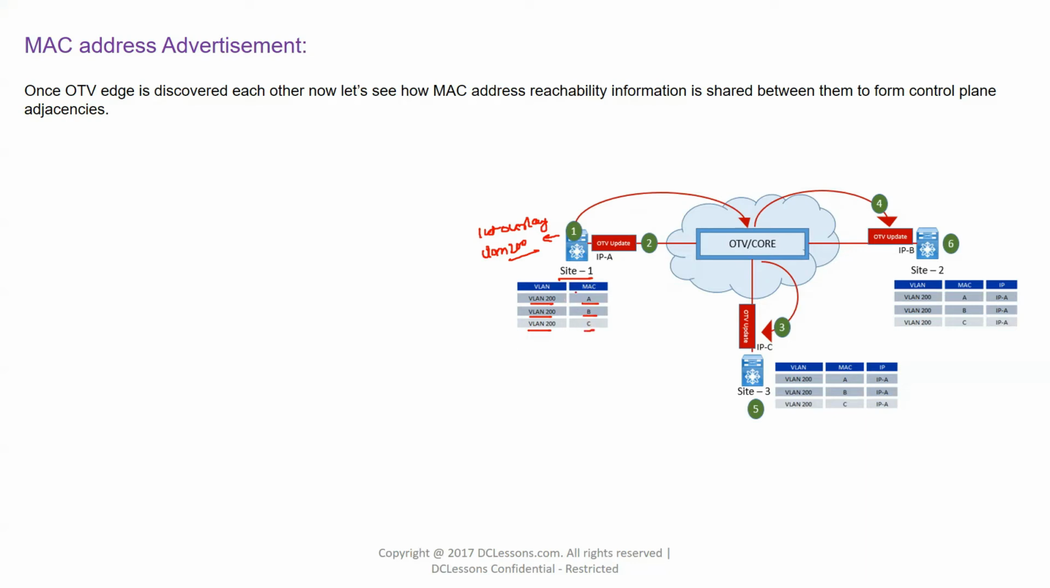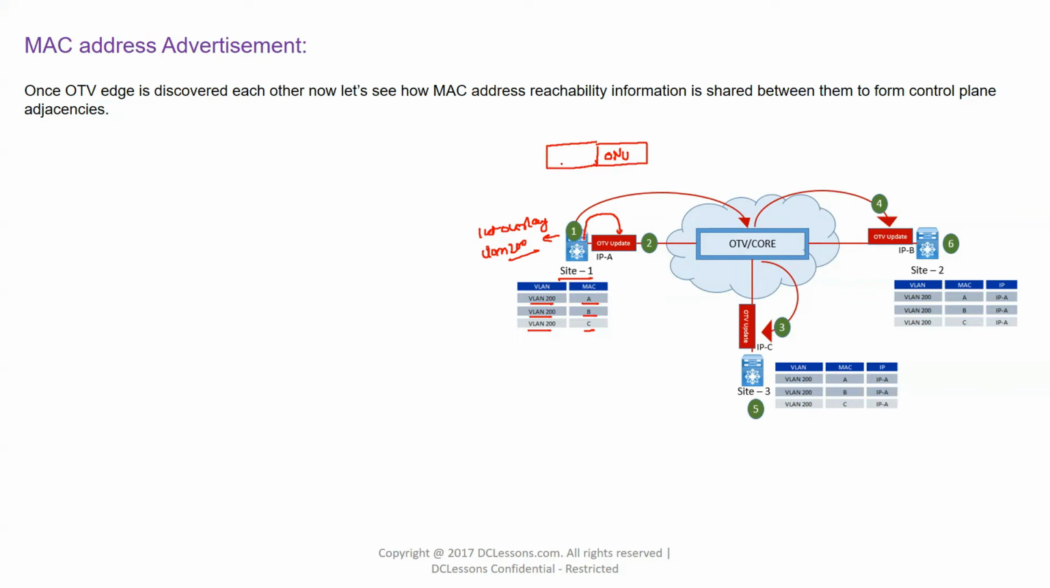Now, once these MACs are learned at site 1, right, the edge device will create an OTV update, right? And with this OTV update, this MAC address information will be shared to site 2 and site 3. So this is your OTV update that contains all these 3 MAC addresses.